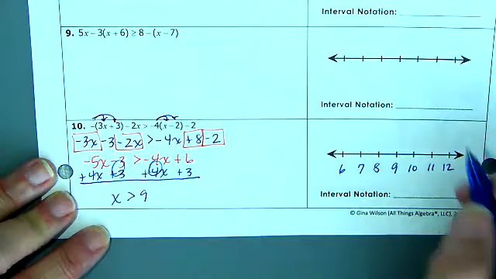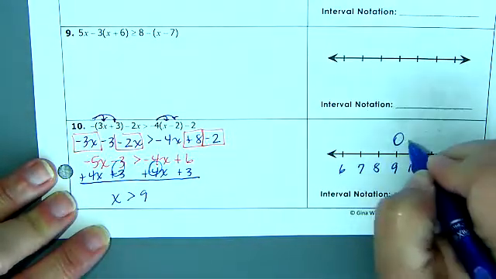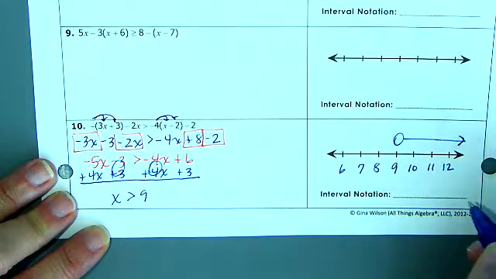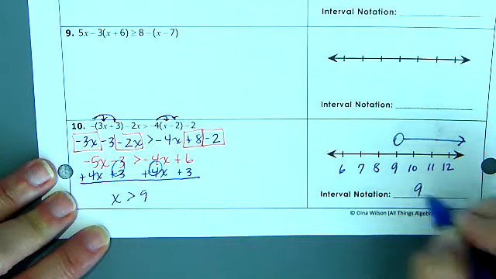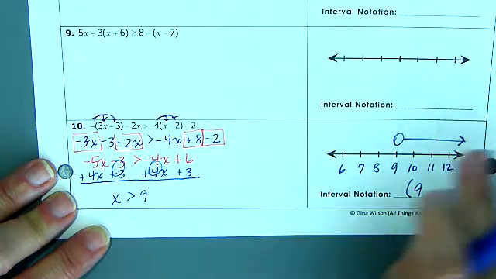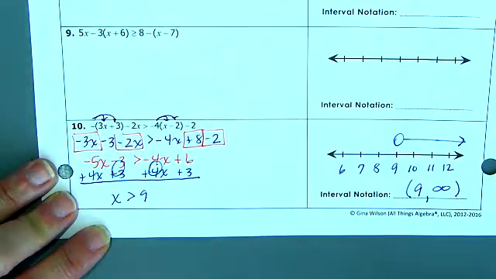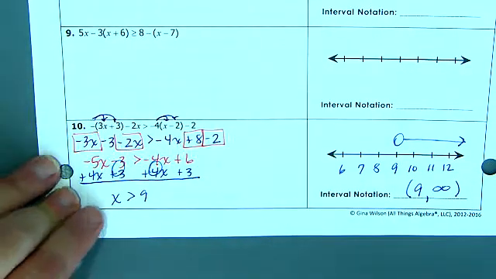Okay, so we have x, there's no equal to bar, so it's just an open circle. It's greater than, so I shade to the right. So therefore it's 9 where it starts. Since it's an open circle, it's a parentheses, comma, it's going to the positive infinity, so we just write infinity, and we have the parentheses. You will finish the notes.